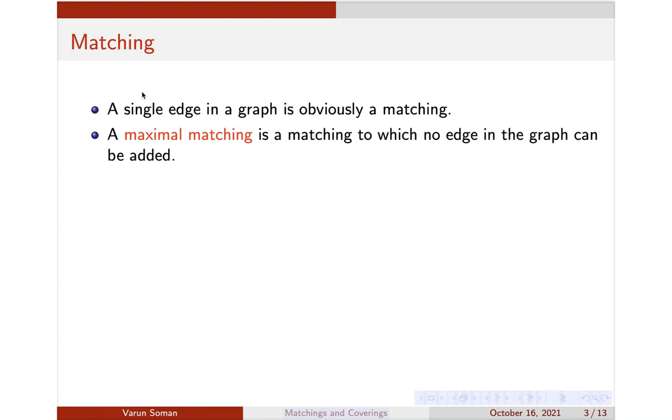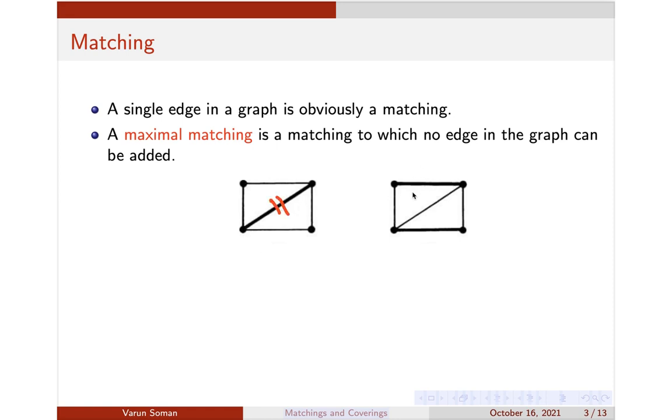Means if you add another edge, definitely there will be some adjacency coming. For example, a graph can have many maximal matchings. So I have drawn two maximal matchings here by heavy dashed lines. If you look at this graph, this is my matching, and if I look at this graph, this is my matching graph. You can just verify.